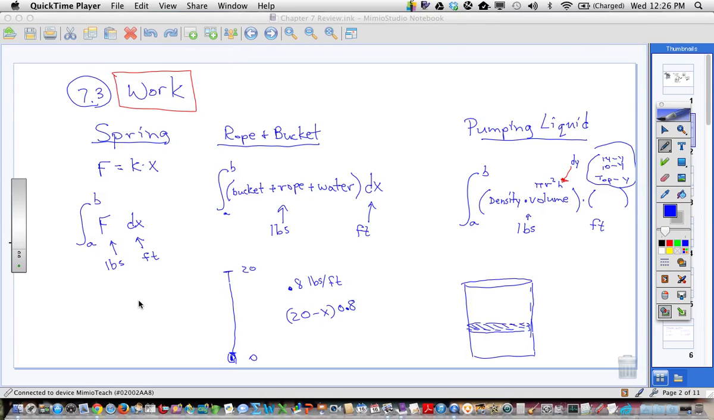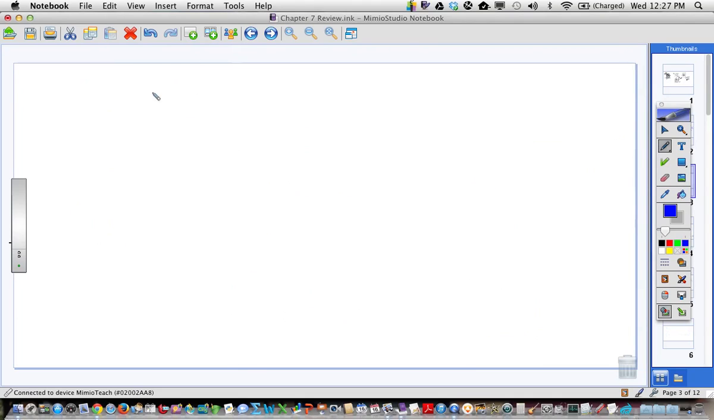Okay, so problem one was the spring problem. Any concerns on that one? What did the answer come out to be? I can't... What'd you have? 10 pounds of force it took to move the thing how far?